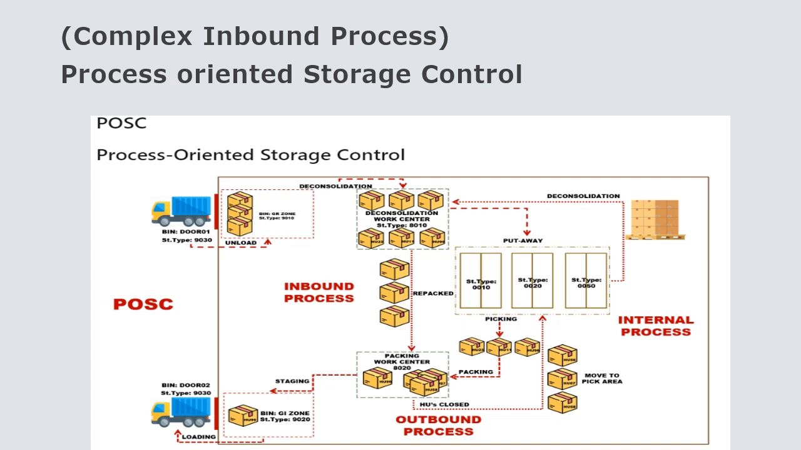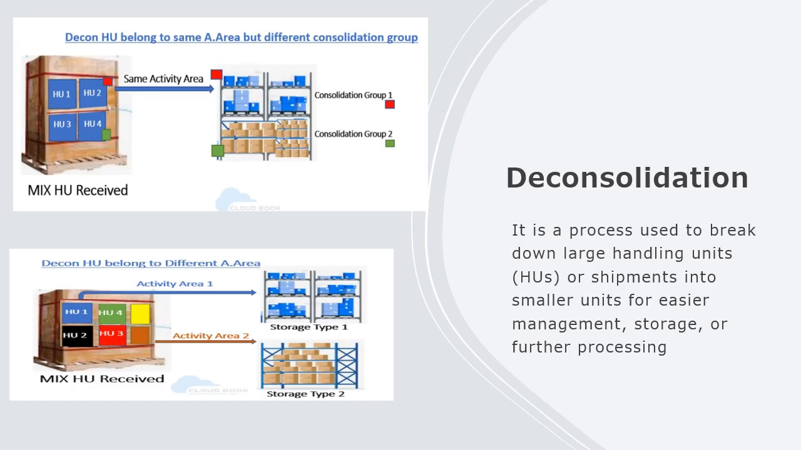So let's look at the inbound process-oriented storage control today, or a complex inbound process. You can see this is the storage section, storage type, and storage bins inside the storage type. This is our storage section. And then this is the deconsolidation, where you have more than one handling unit which are broken down. This is the same activity area. We can consider these as freezers. So it has to go through this activity area and then be stored here. And this is a different activity area, so they are stored here.